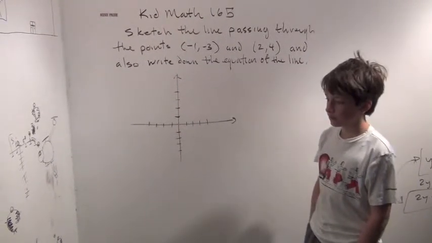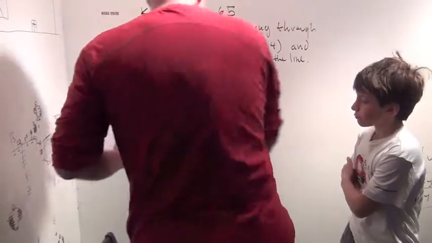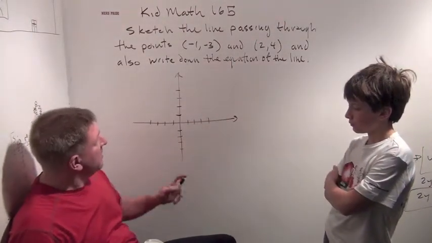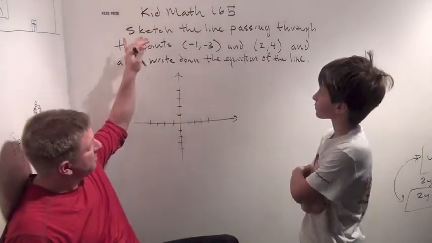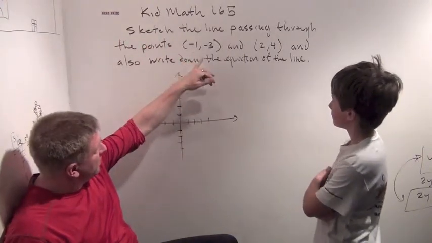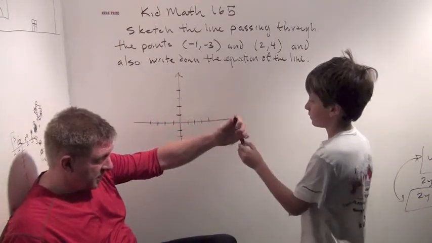KidMath number 165. So we just decided to review lines today because some of the piecewise defined function problems were giving you a little bit of difficulty with the lines. And that's just fine. It's a good time to review. Sketch the line passing through these two points, (-1, -3) and (2, 4), and also write down the equation of the line.